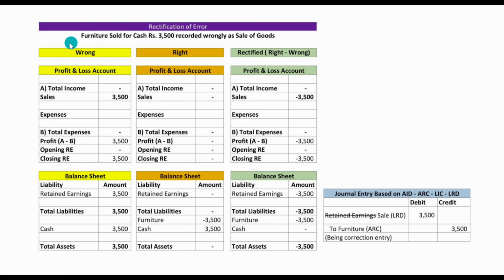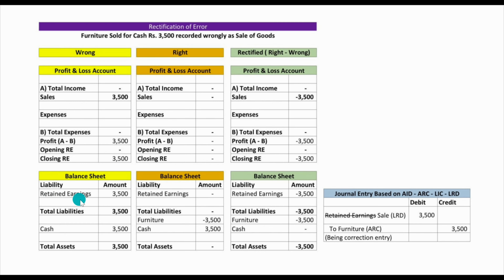Rectification of error. Furniture sold for cash rupees 3500 recorded wrongly as sale of goods. So first, the wrong we will write. In the profit and loss account, sales is recorded 3500. Total expense is 0. So profit, that is A minus B, is 3500. Opening retained earning is 0, so closing retained earning is 3500.